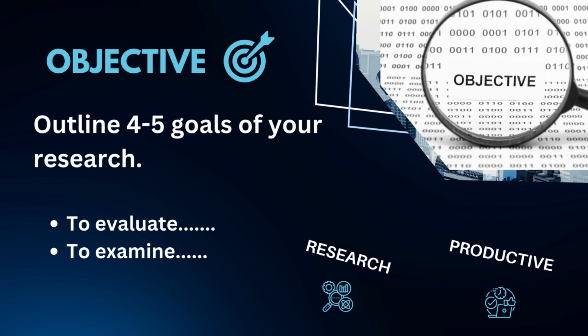So we go to your research objectives. You have to have an outline of the goals of your research, break it down into four or five ways in which you're going to address your research question. Make it SMART: make your research specific, your objectives measurable, achievable.